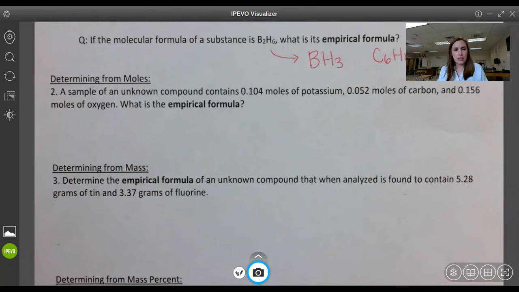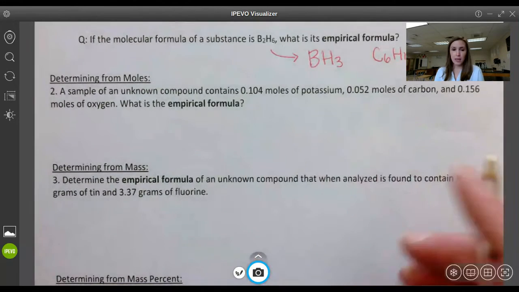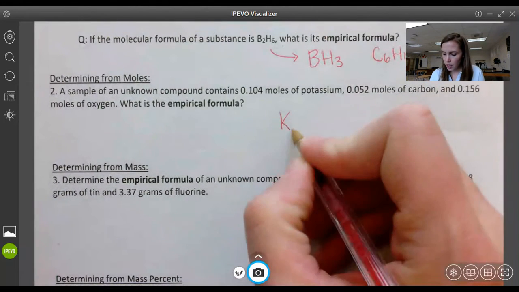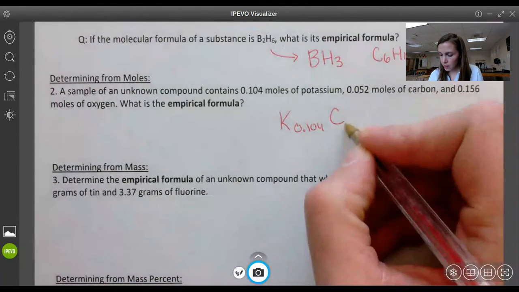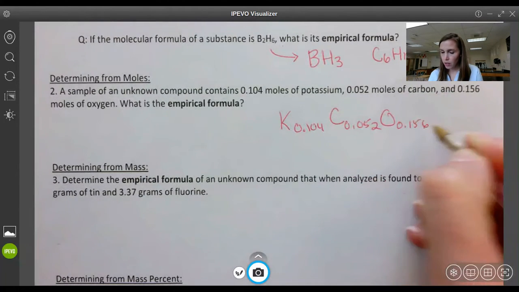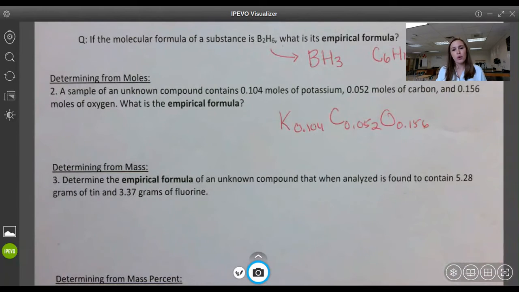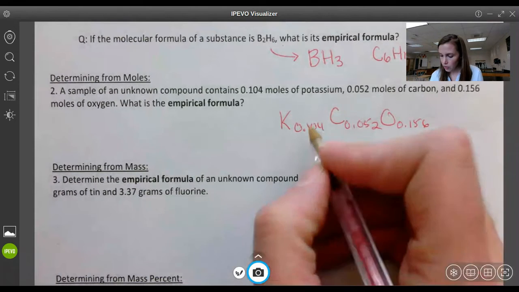So the first way we're going to look at it is just looking at the moles that were given to us. So in this case, we have potassium, carbon, and oxygen. Now you can think of, if I were to write this out in this format, with our moles of potassium, our moles of carbon, and our moles of oxygen, you would never see that formula written like that without whole numbers for the subscripts. So a way to get them into whole numbers is to simply divide them all by the smallest. So since carbon's moles is the smallest, I'm going to divide them all by 0.052.